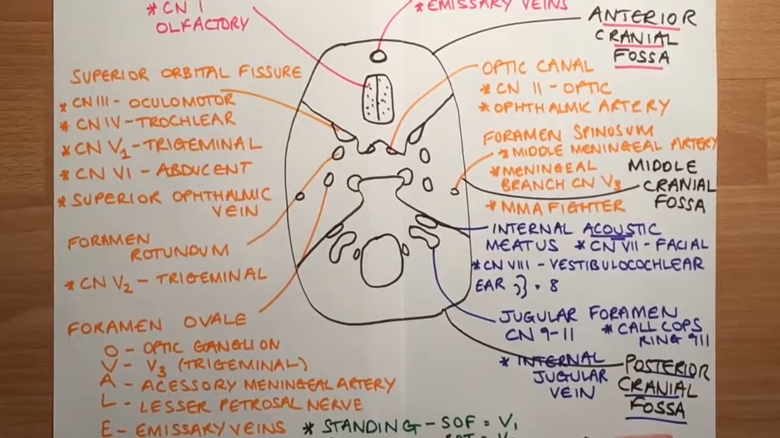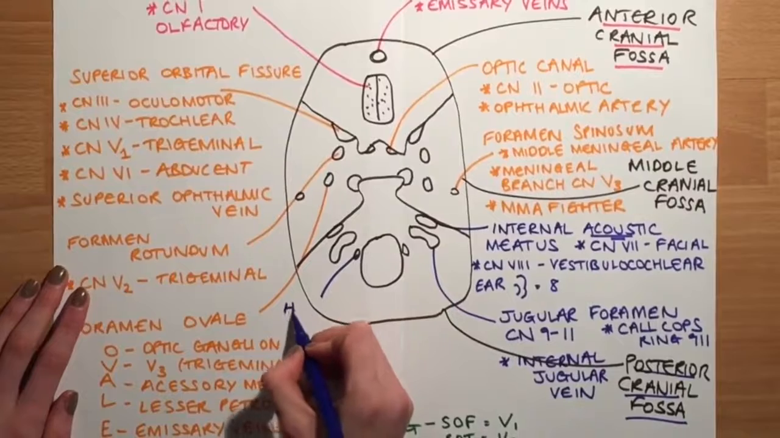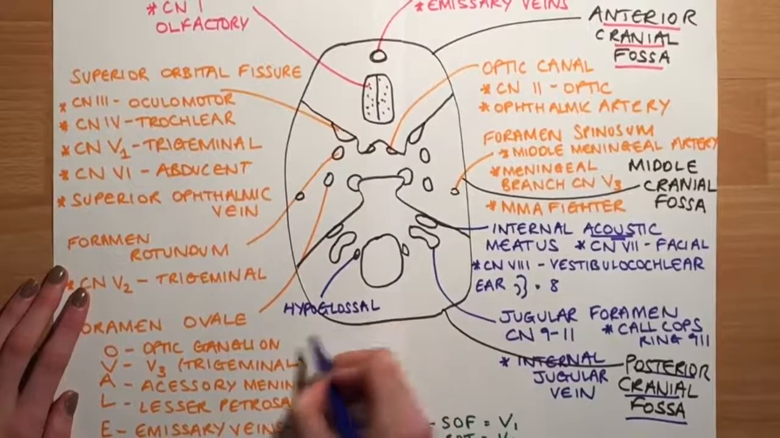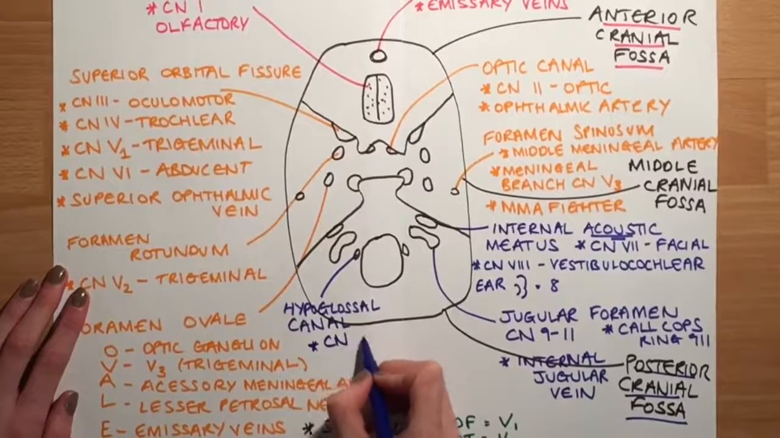Next of all, we're going to look at the hypoglossal canal. Now, the hypoglossal canal is found either side quite close to the foramen magnum, and it transmits only one cranial nerve, which is cranial nerve number 12, the hypoglossal nerve.